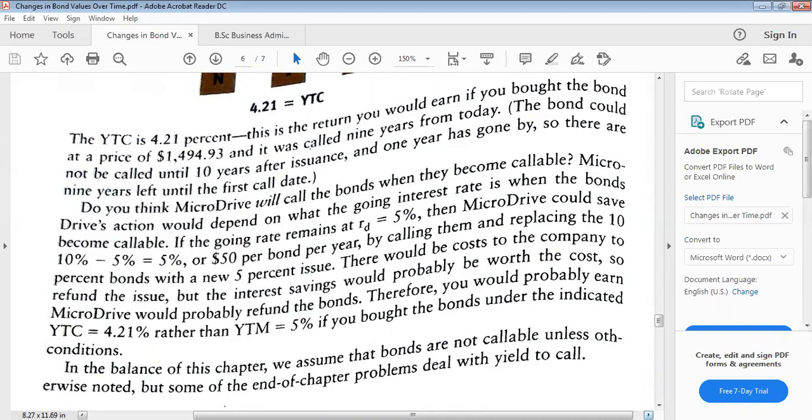All right, yield to call is 4.2%. This is the return you would earn if you bought the bond at a price of $1,490.93 and it was called 9 years from today. The bond could not be called until 10 years after issuance, and 1 year has gone by, so there are 9 years left until the first call date.